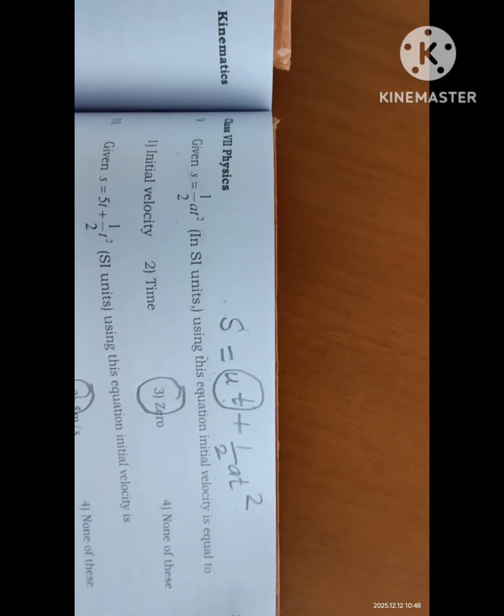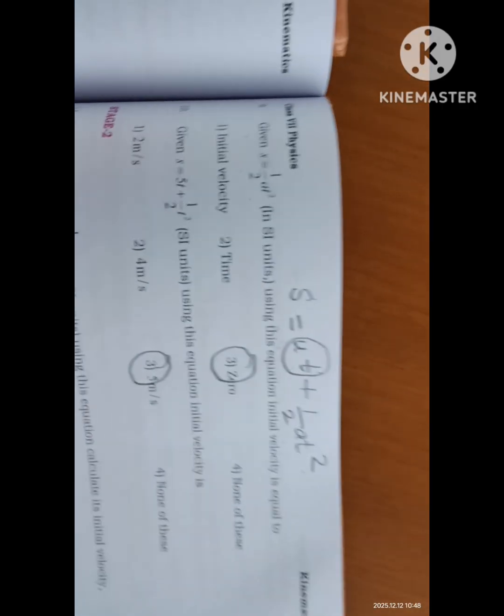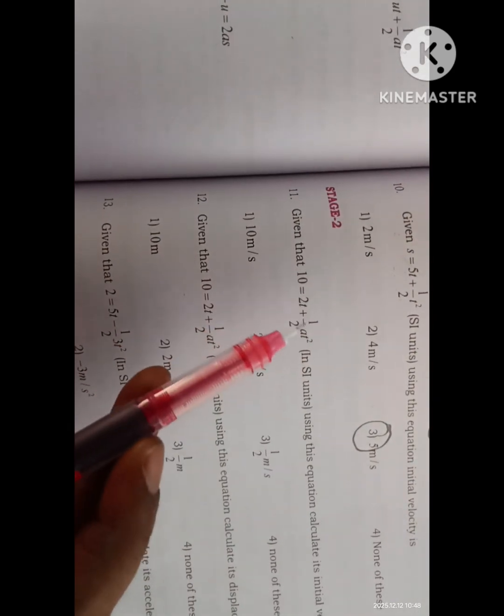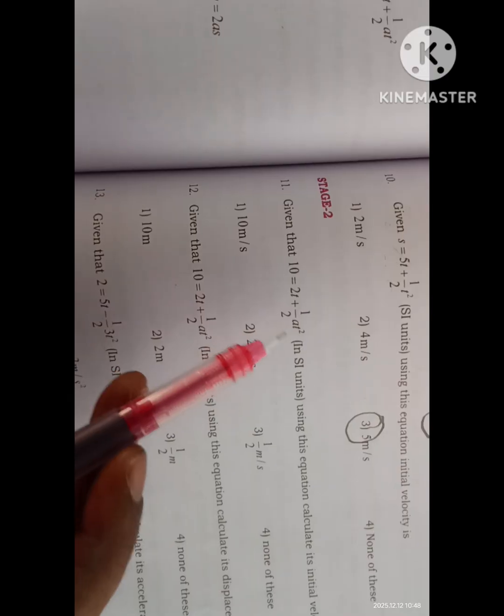Good morning students. Hope you are doing good. In yesterday's class, we had seen up to 10th sum, right? Now let's see the 11th sum. Given that 10 is equal to 2t plus half at square. Using this equation, calculate its initial velocity.